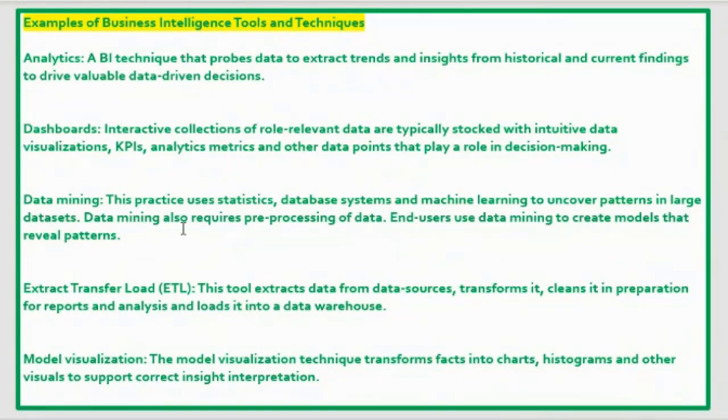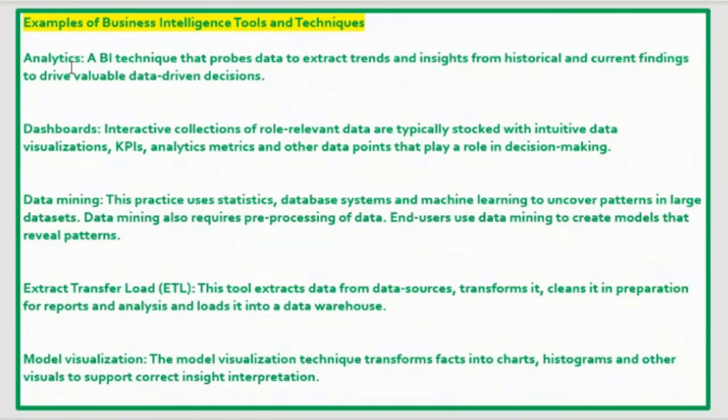So some tools that you see in terms of business intelligence will be analytics. Analytics comes under business intelligence, and this would probe data to extract trends, insights, to drive valuable data-driven decisions. Then you have dashboards, which we kind of touched about, where you can have the interactive visualizations of the data, KPIs, analytics metrics, all to be able to make quality data-driven decisions. Now, data mining is using statistics, machine learning to uncover patterns in large data sets. Okay, so it requires pre-processing of data to be able to create those models that will reveal the patterns that you want to see.